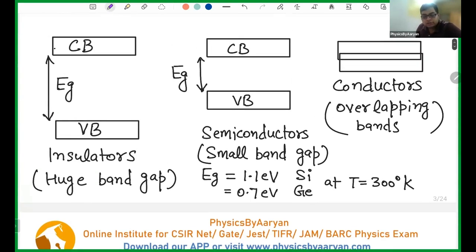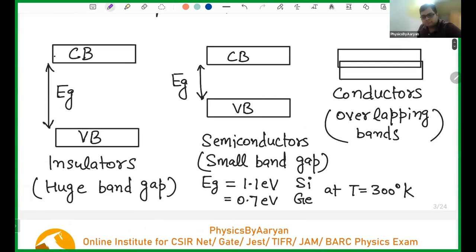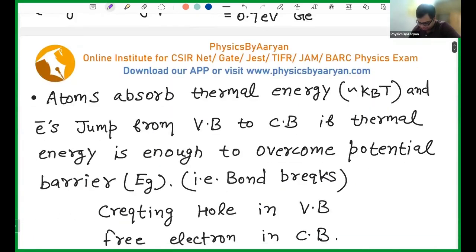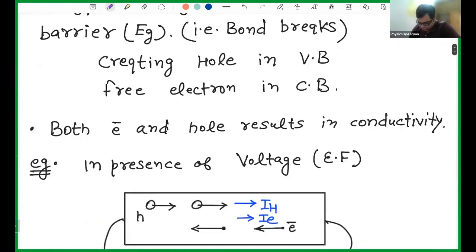In conductors, what happens? Electrons are already free. So we have overlapping bands. It means the conduction band and valence band are overlapping with each other. There is either no energy gap or a very small energy band. So these are the three materials based on bands. Okay, these things I have already told you.